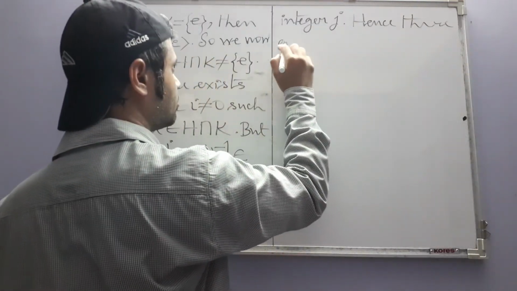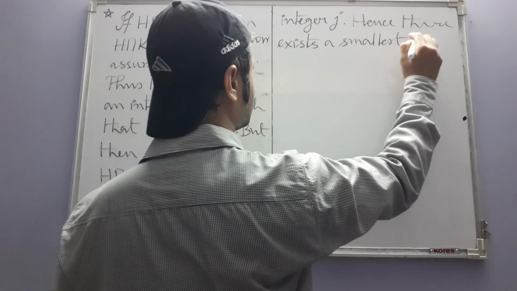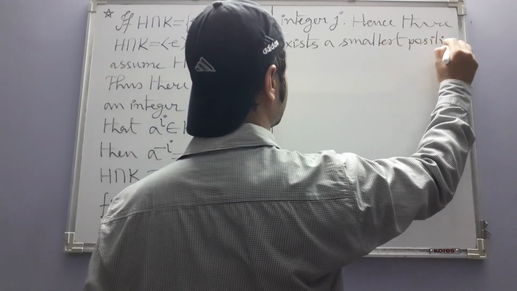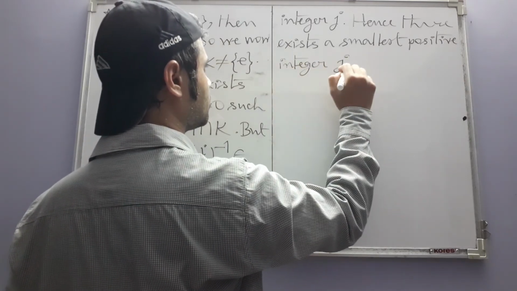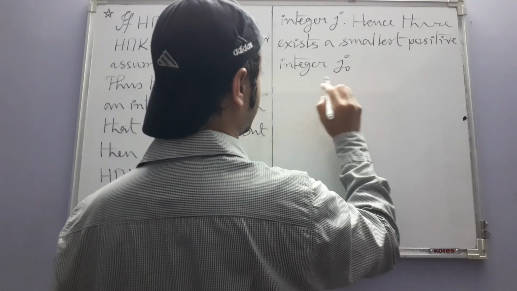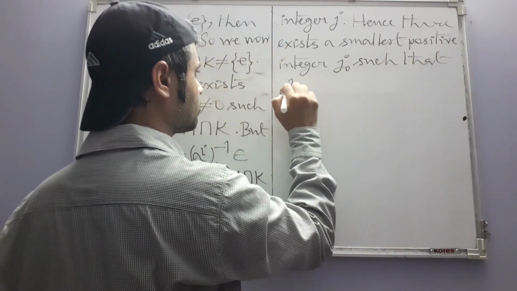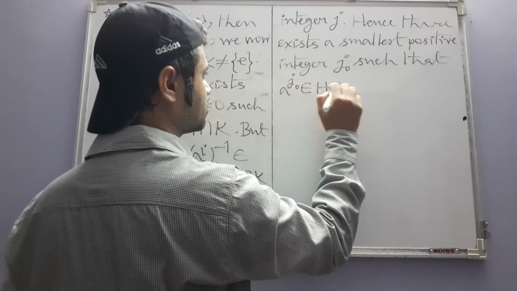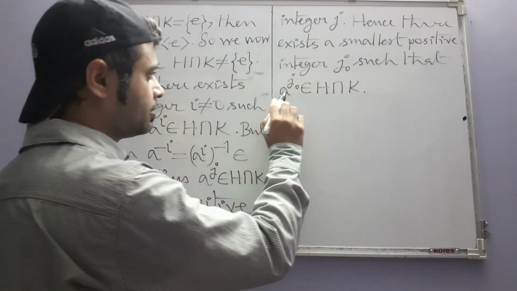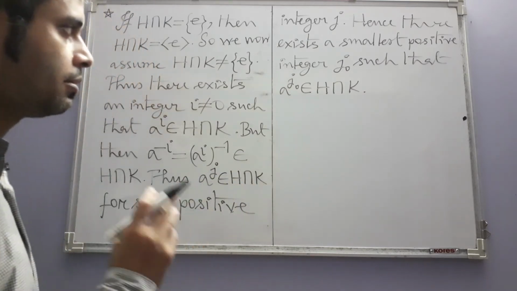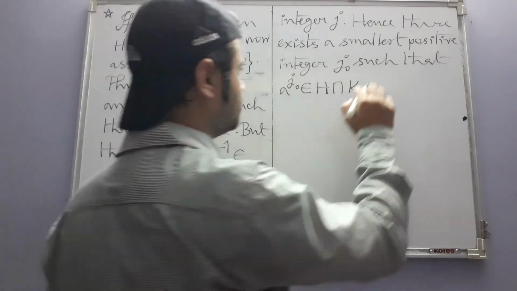There exists a smallest positive integer, let it be denoted by j naught, such that a to the power j naught belongs to H intersection K. Now our claim is that this actually is one generator of H intersection K, which will prove that this intersection is a cyclic subgroup.